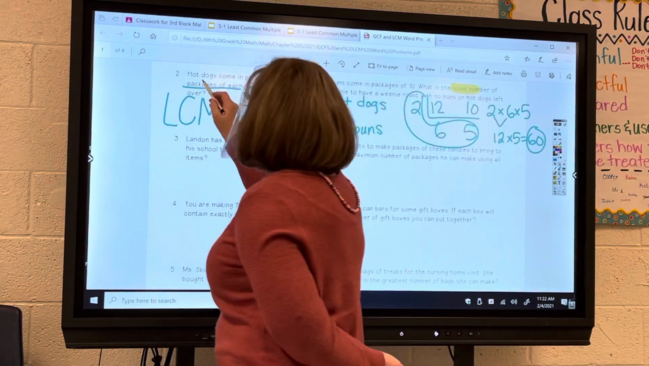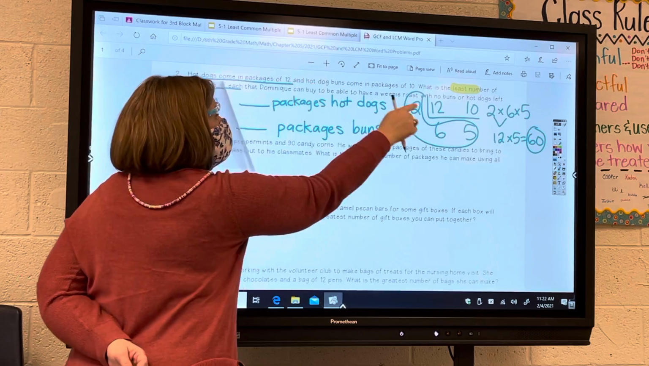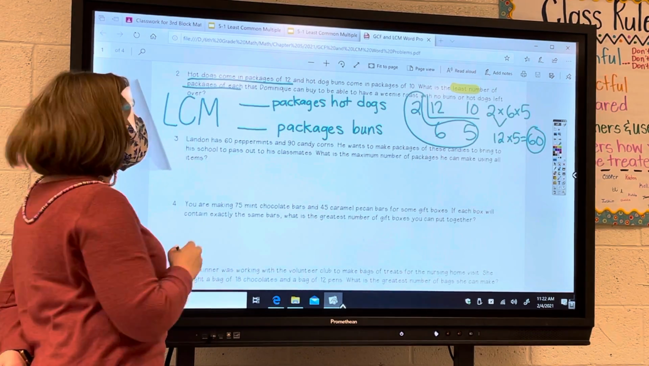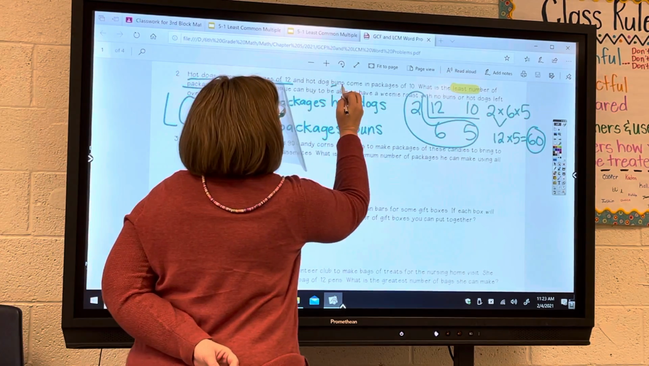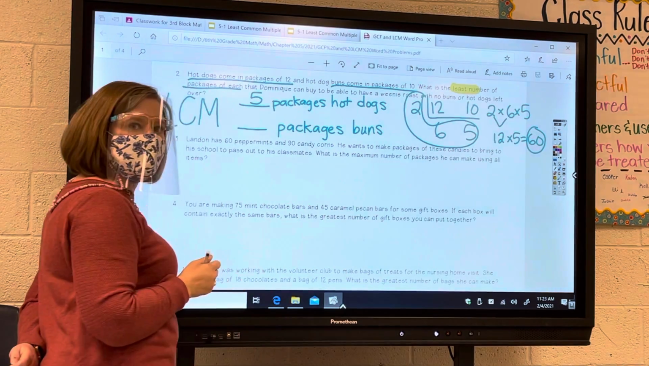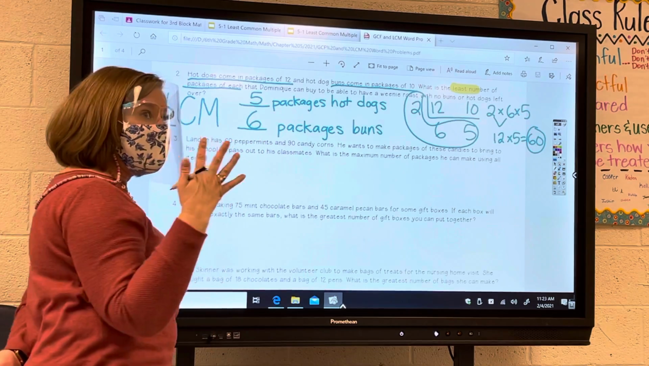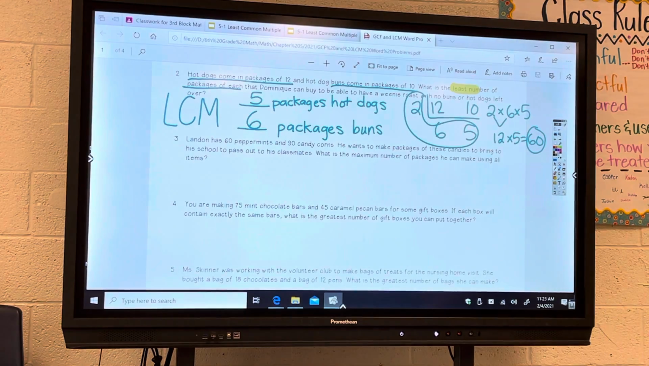Well, the hot dogs come in packages of 12. So 12 times what gives me 60? 5. Buns come in packages of 10. 10 times what gives me 60? 6. So I need 5 packages of hot dogs and I need 6 packages of buns. Okay?